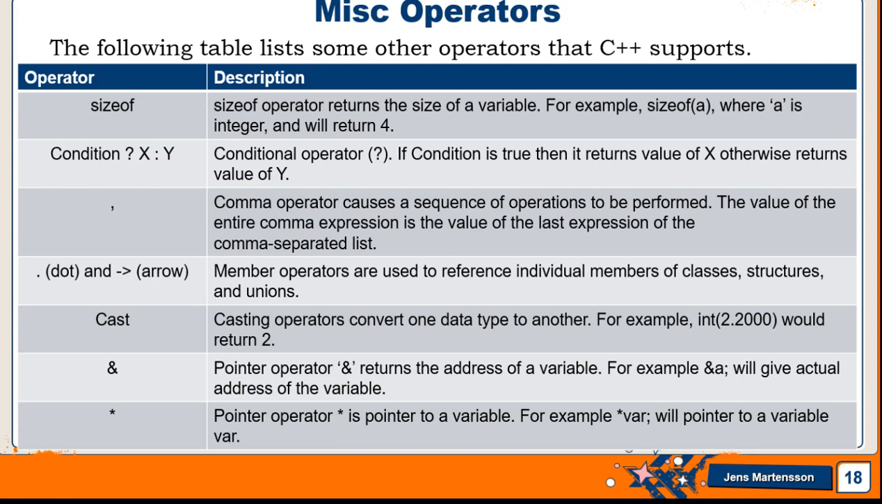Then we have the dot and the arrow member operators, which are used to reference individual members of a class, structure and union. Then we have the cast that we use to convert one data type to another. Then we have the pointer operator, which returns the address of a variable. And then we have the pointer operator that points to a variable.